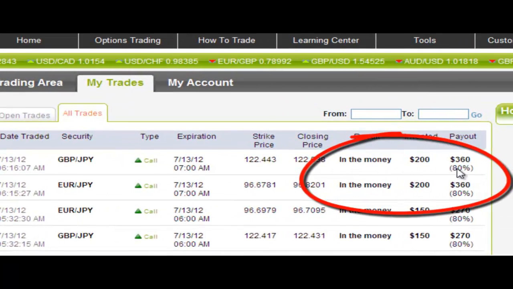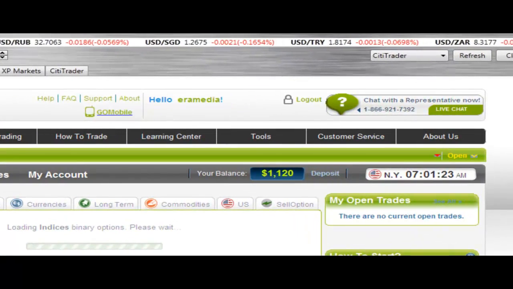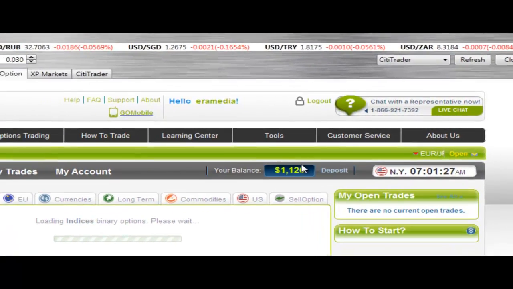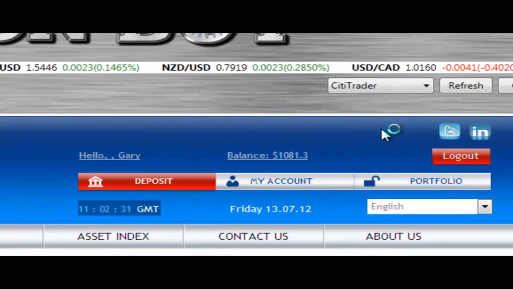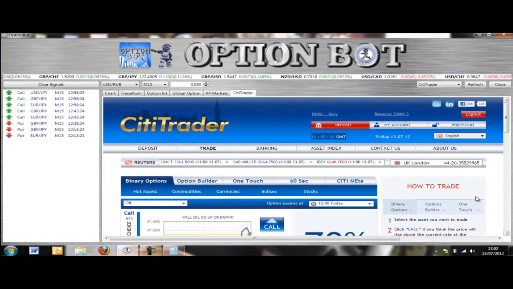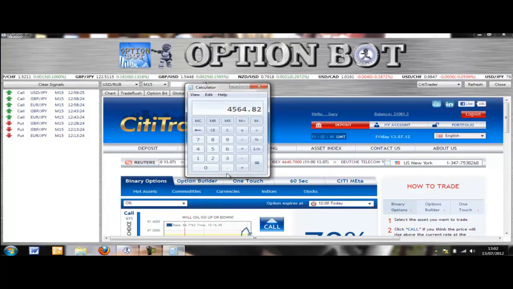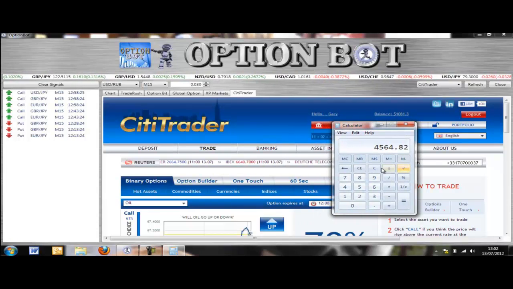Okay, so I'm back and you can see that both trades were successful. I'm showing a profit on global option, which has pushed the balance from $800 to $1,120 as you can see here. With CityTrader, I now have a balance of $1,081.30. So I'll bring up the desktop calculator. We started off with a cumulative balance of $4,564.82 as you can see here.